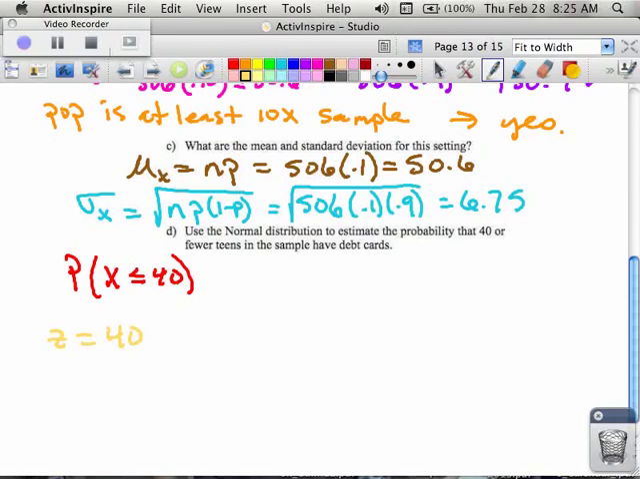Does this color suck or what? Yeah. Okay, sorry.